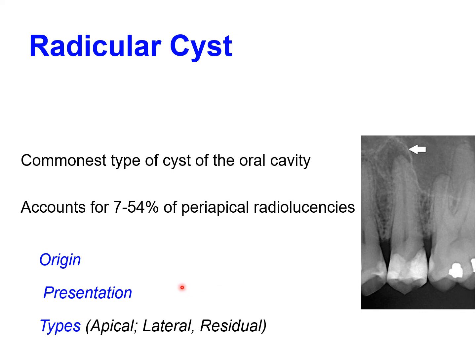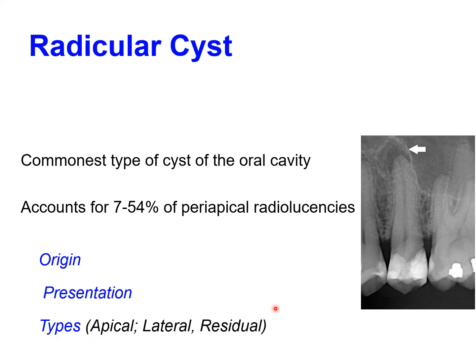A radicular cyst may be asymptomatic at the time of diagnosis and may be diagnosed on routine periapical radiographs, or it may present with signs of acute infection such as pain, swelling, a discharging sinus, tooth mobility, etc.